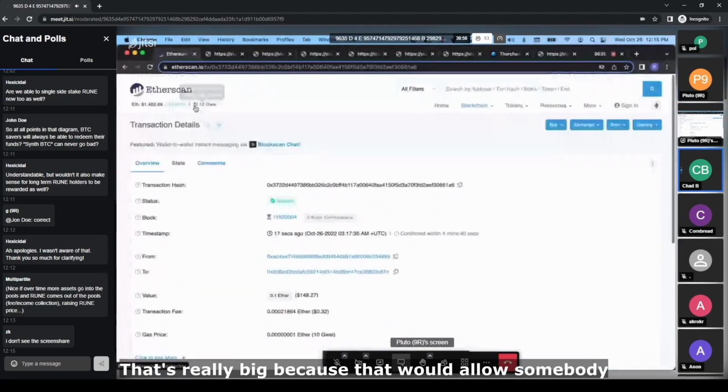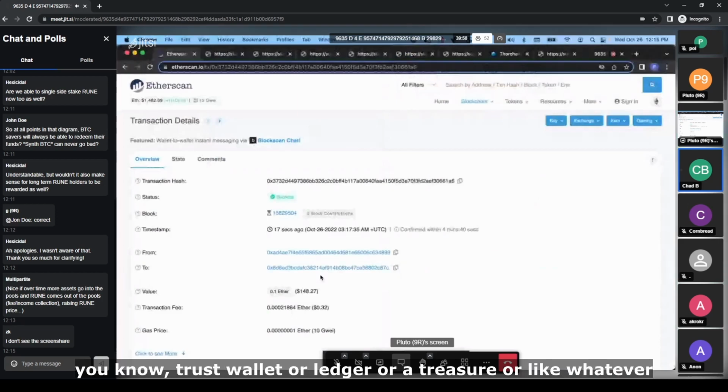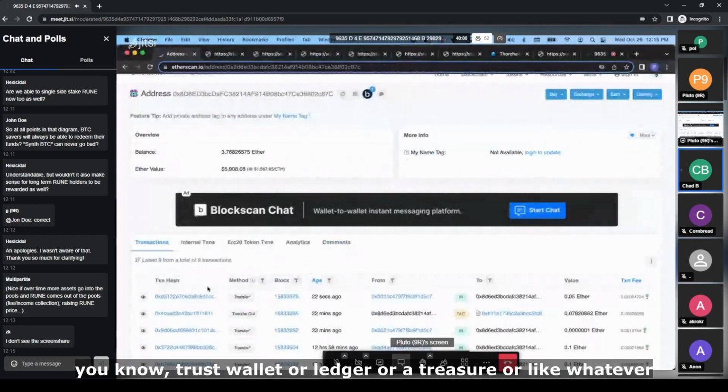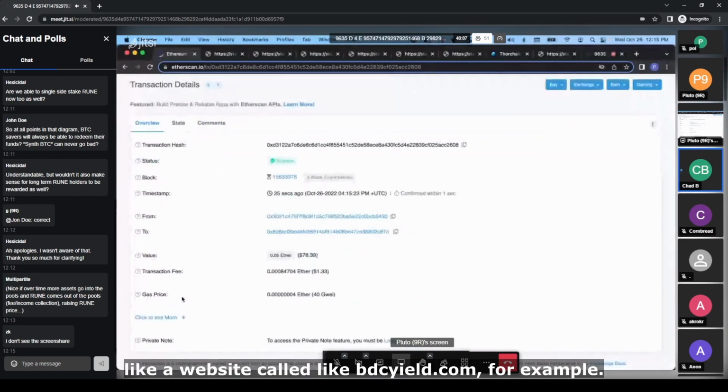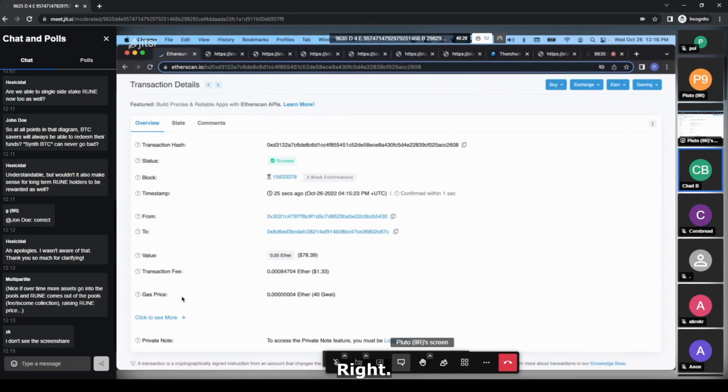That's really big, because that would allow somebody in a Trust wallet or Ledger or a Trezor to be able to do this. Somebody could create a website called, like, bdcyield.com, for example, and all it's really doing is creating little QR codes for you to scan with your Trust wallet phone or your Ledger, and it does all the programming for you. It's just telling you what amounts to send where, and the whole thing would just work without needing to use THORSwap or THORWallet or any of these things. Right.